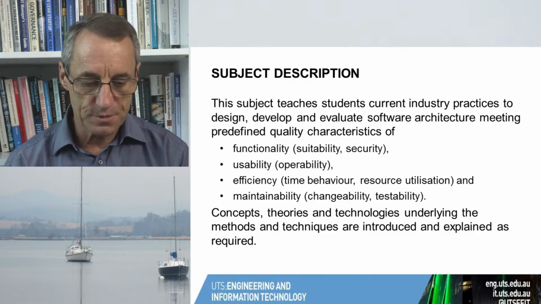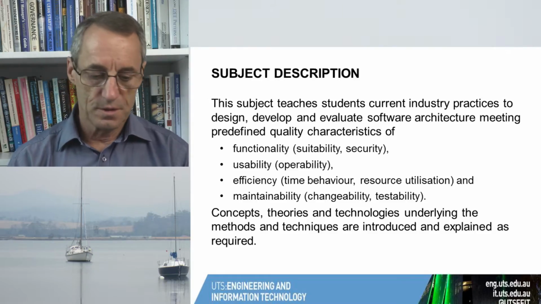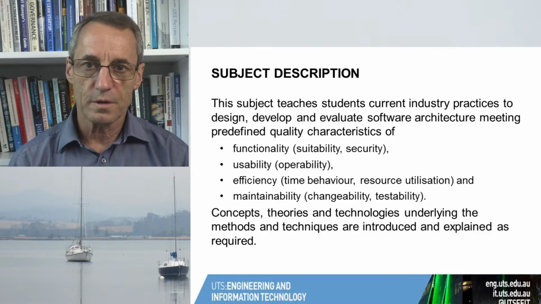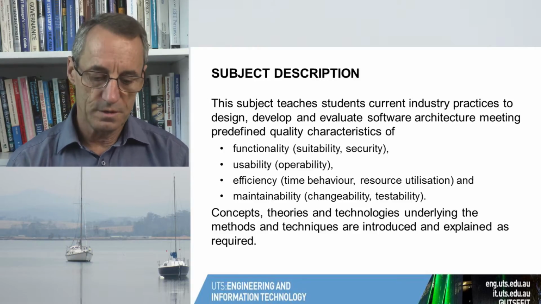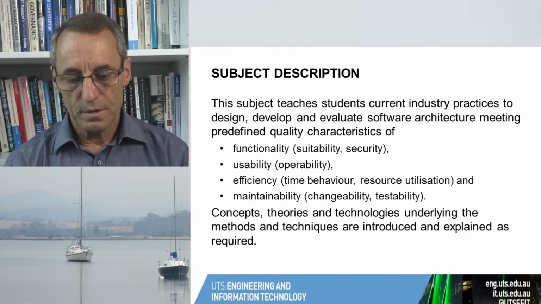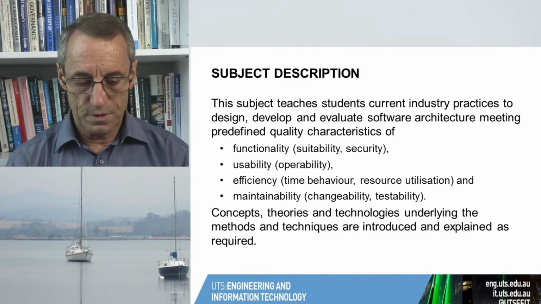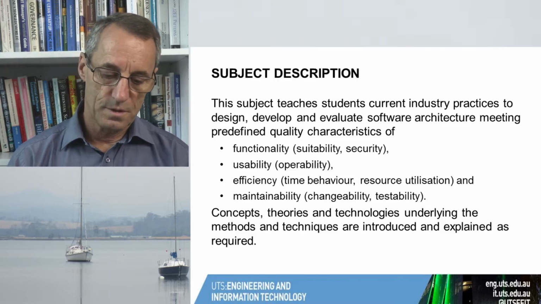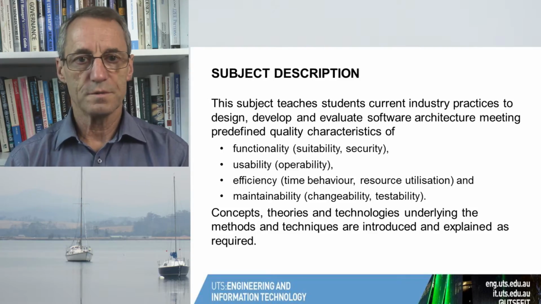This subject, the description of the subject is that it teaches students current industry practices to design, develop and evaluate software architecture meeting predefined quality characteristics, and those quality characteristics are usually the functionality, the usability, the efficiency and the maintainability. There are other characteristics as well, but they are the main ones. Now, the concepts, theories and technologies used for the methods and techniques will be introduced and explained as they're required, which simply says that we can't tell you everything all at once. You have to do it piece by piece.